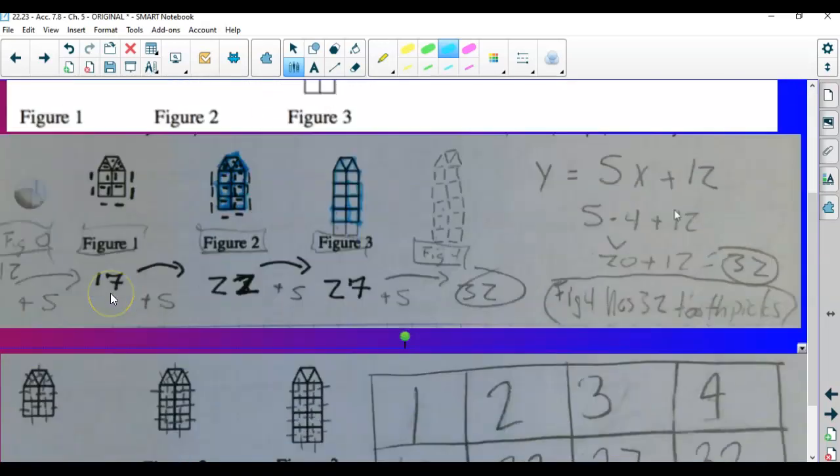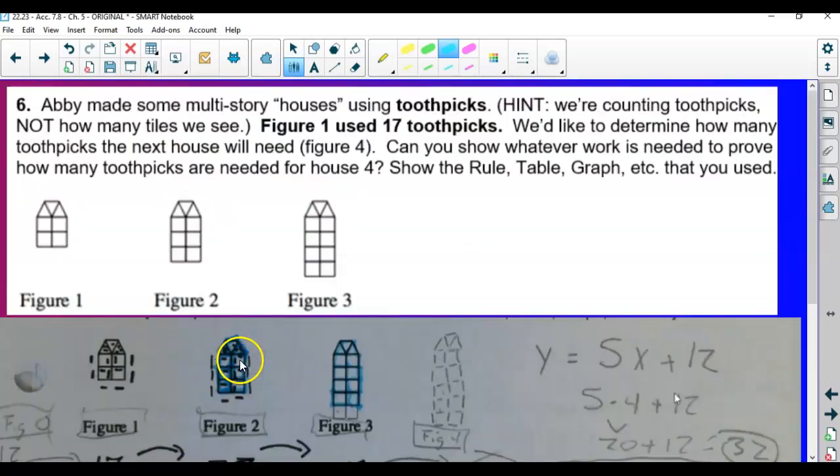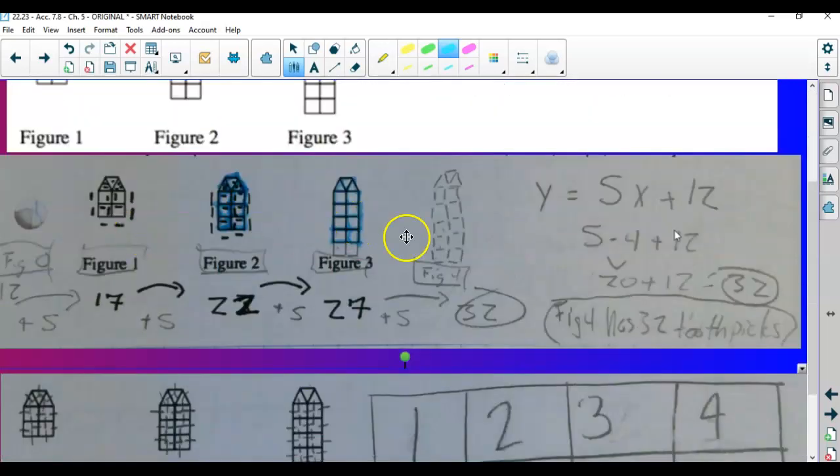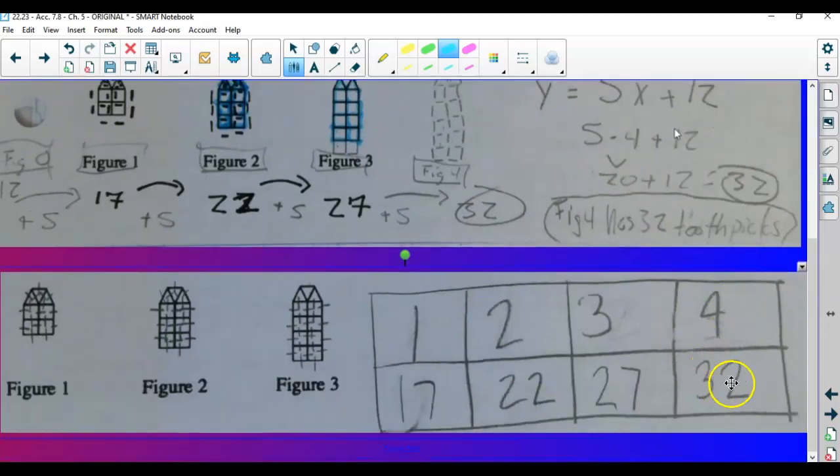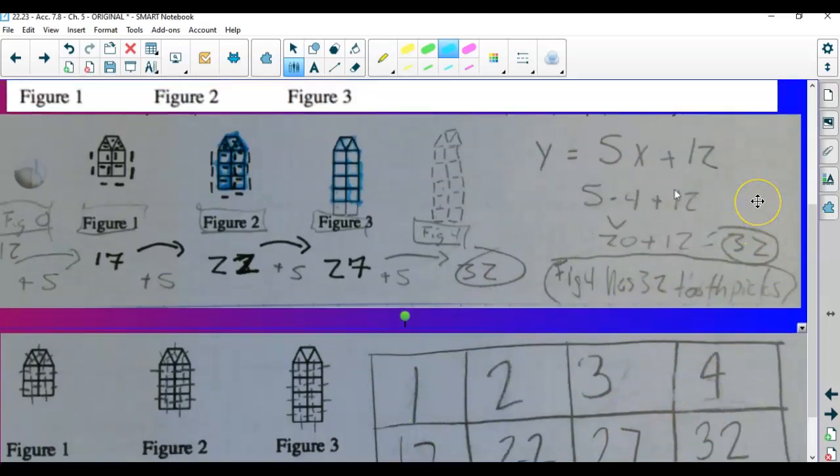All right, toothpicks, not tiles. Toothpicks, not tiles. I got that one right too. What do you want to know if it's right? 32. I got 32. This kind of looks like your handwriting, Zach. I can't remember if that's yours or not. But so far, I've had everything as a chat.